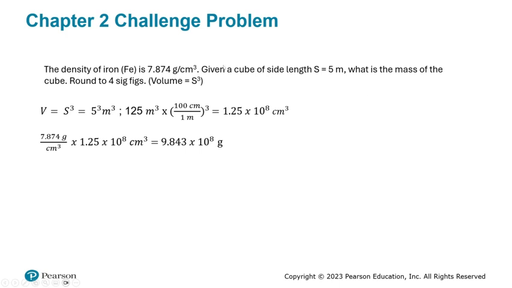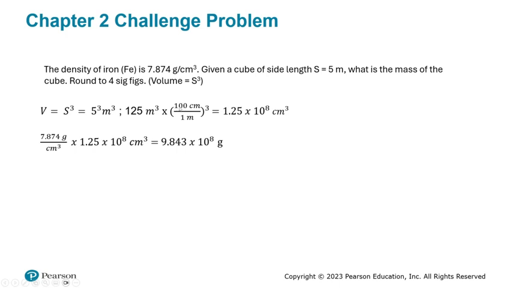So again, we can do conversions in all sorts of ways. This is the way that I presented how to do it. So we're going to start with the volume equation. Side cubed is equal to volume, so we'll plug in the cube of our side. Our side is 5 meters. We cube that. We get 125 meters cubed. We want to convert that to centimeters, or cubic centimeters.